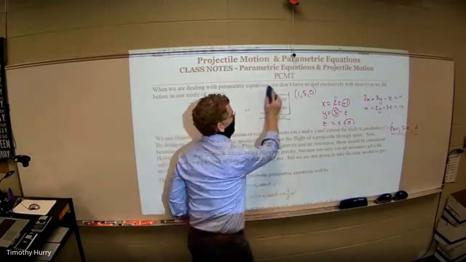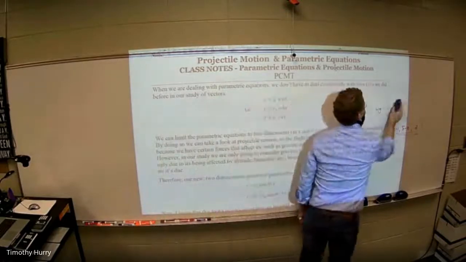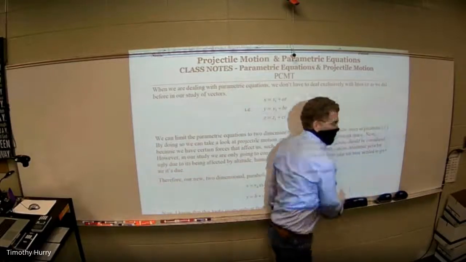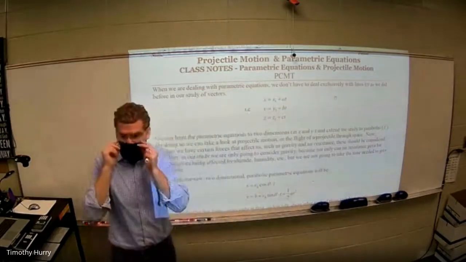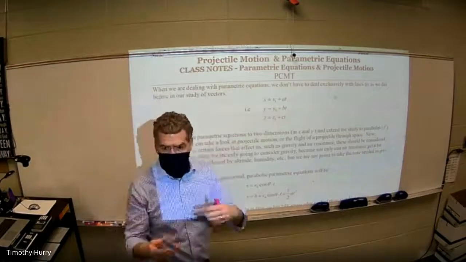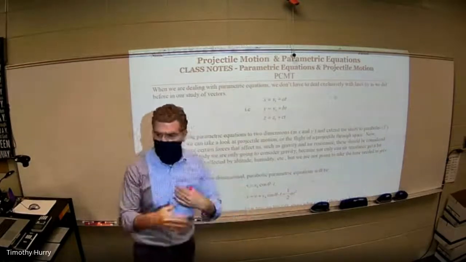So anyway, I know I've just been chattering a lot, but that's kind of what we're doing for these last 3 days, Wednesday, Thursday, Friday. I think Friday we're just going to be reviewing all this stuff, but really for today and tomorrow, we're going to be looking at this projectile motion.